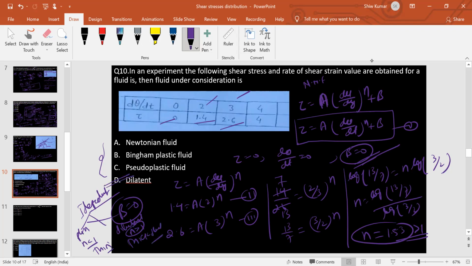So I can say that option D is right because of the value of n I am getting here. Bingham plastic fluid means b cannot be equal to 0, pseudoplastic means b is equal to 0 and n less than 1, and dilatant means b is equal to 0 and n greater than 1. So I am getting n greater than 1, it's a dilatant fluid.